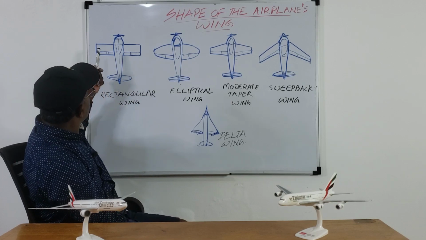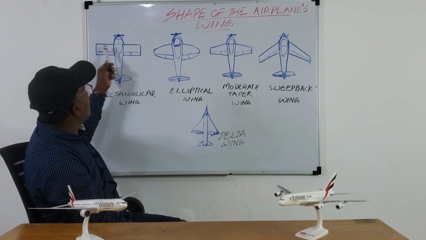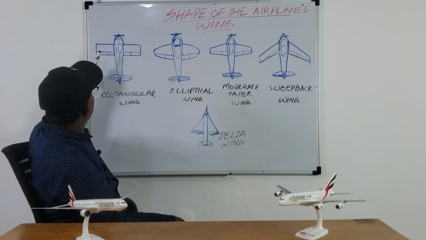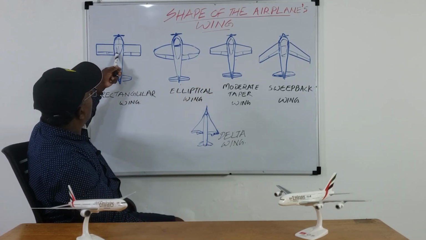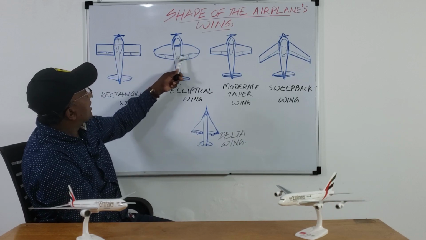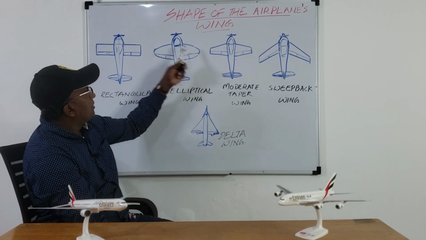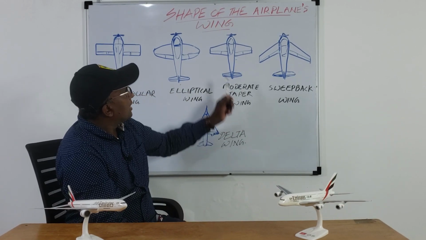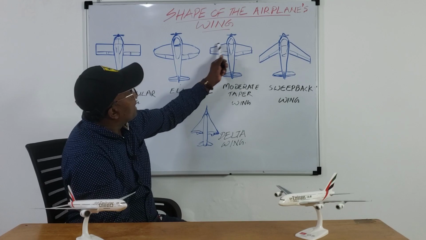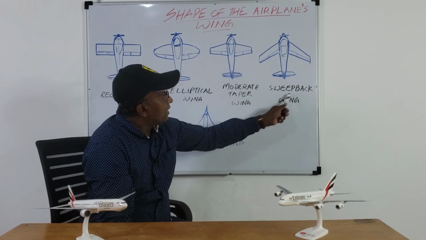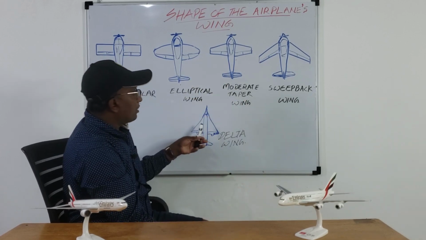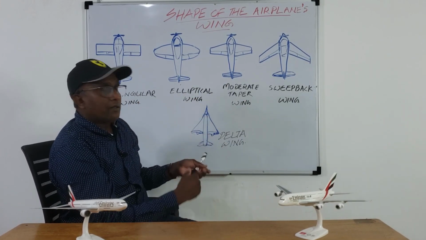This is rectangular wing. The wing is straight, and this is elliptical wing. The wing is like an oval shape. And this is moderate taper wing, and this is swept back wing. This is delta wing.